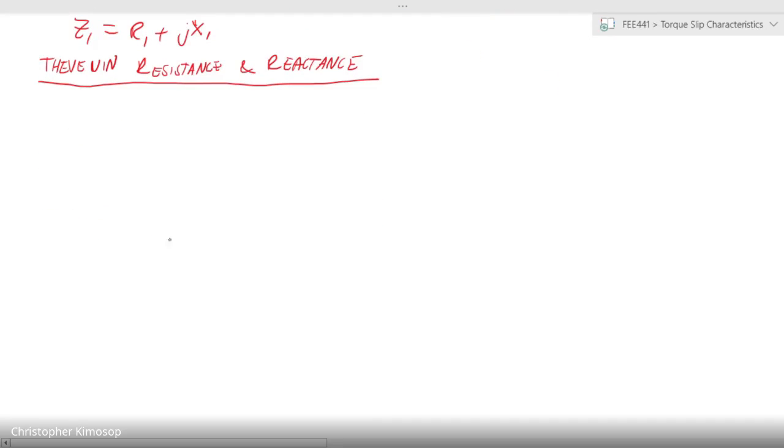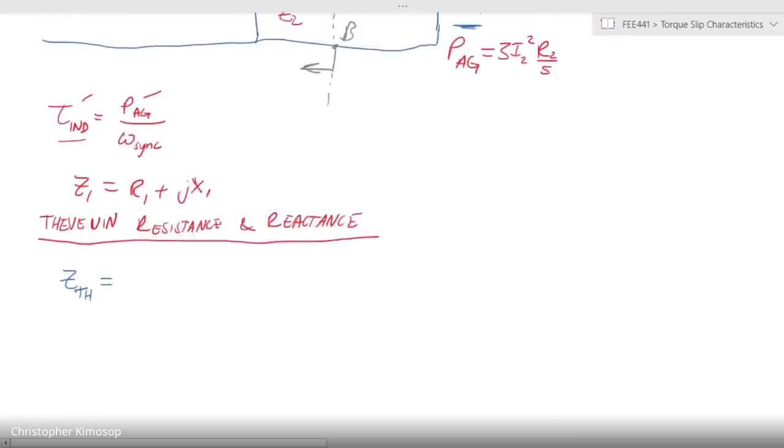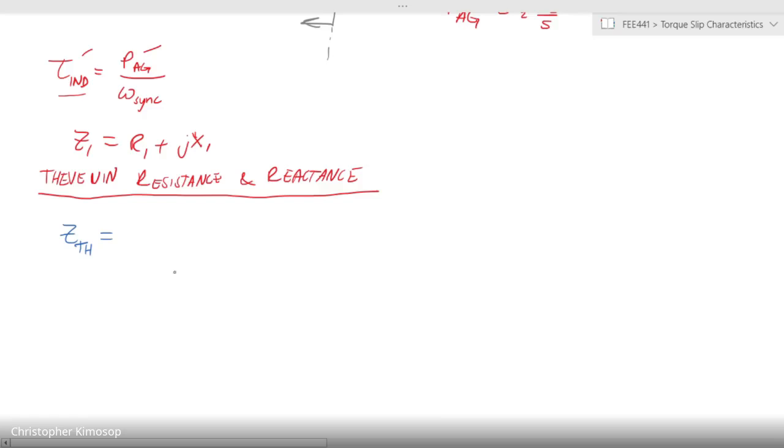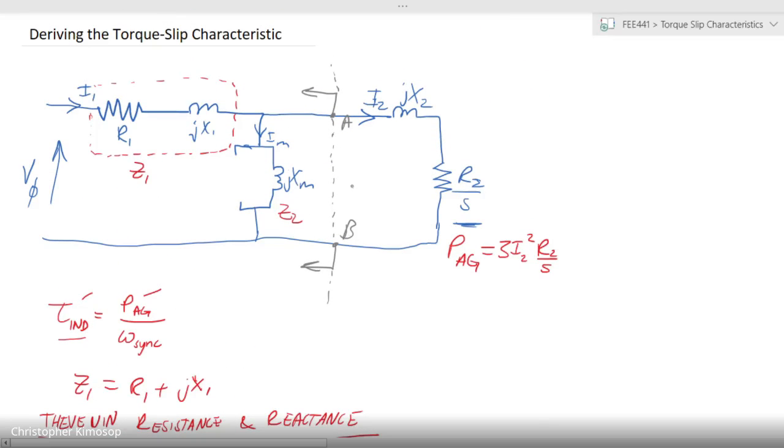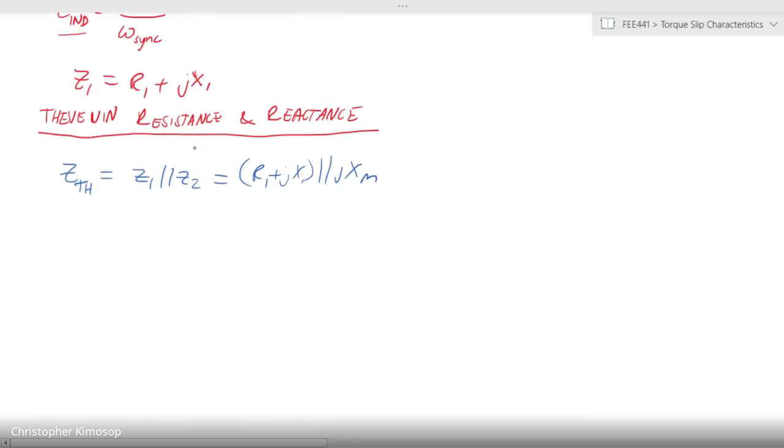So we use Thevenin's theorem and we look into section AB. And when we look at it from that point of view, we will say we have Z1 parallel to Z2. And this is equivalent to R1 plus jX1 being parallel to jXM, right? This is parallel to that. Z2 and Z1 are parallel to that.